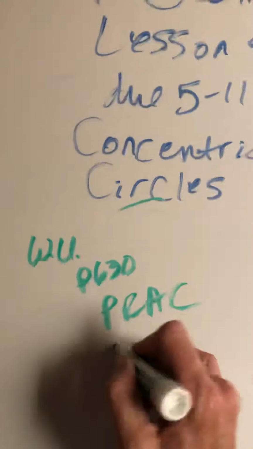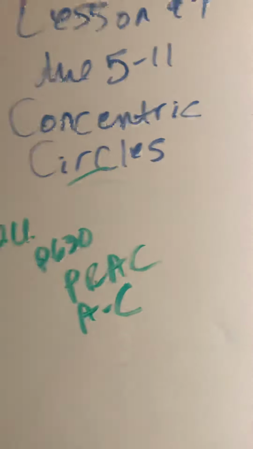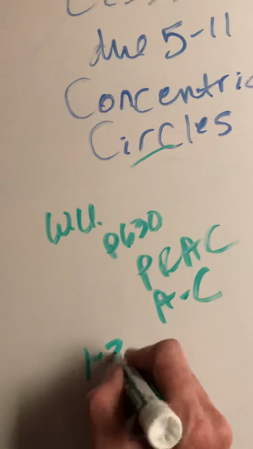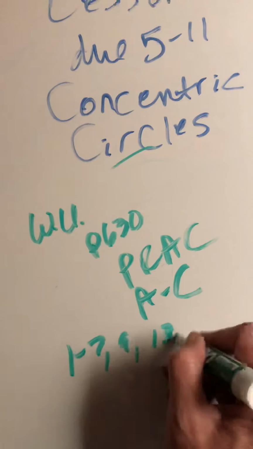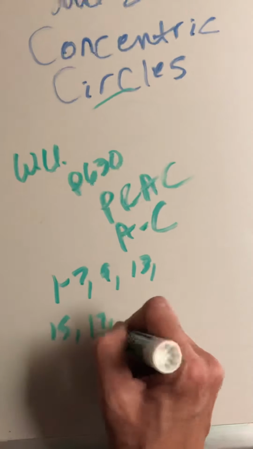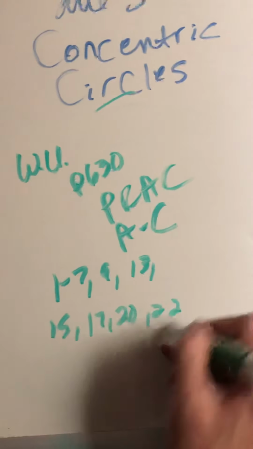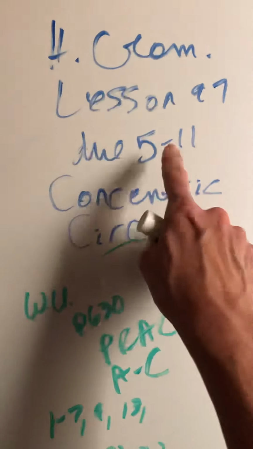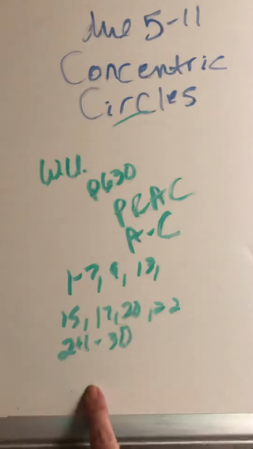You're not going to do all the practice. You're only going to do A through C. Then on the lesson, you're doing 1 through 7, 9, 13, 15, 17, 20, 22, and 24 through 30. Again, this is due the 11th. It's due this coming Monday, the 11th.